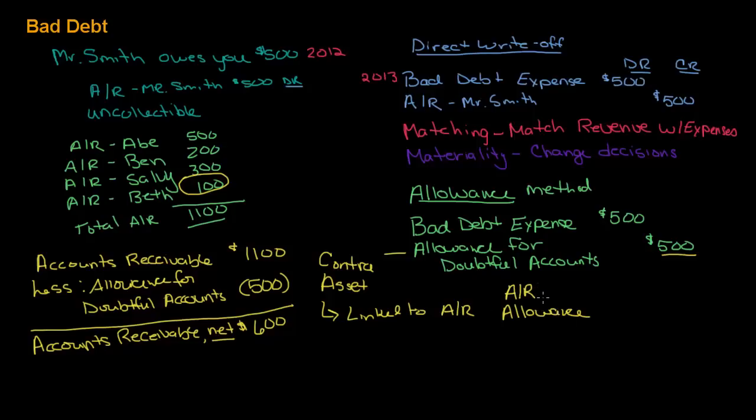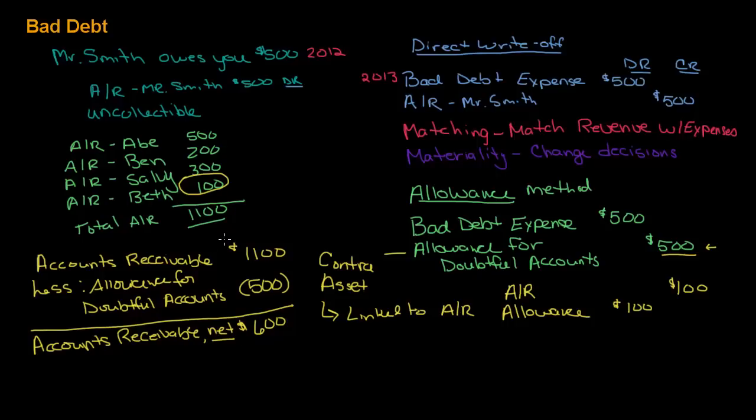Now I need to bring her accounts receivable to 0, so I'm going to credit the accounts receivable. And then I'm using up some of this allowance. Remember there's $500 in my allowance account because I credited the account here. So I'm going to use up some of that, and I'm going to debit my allowance.